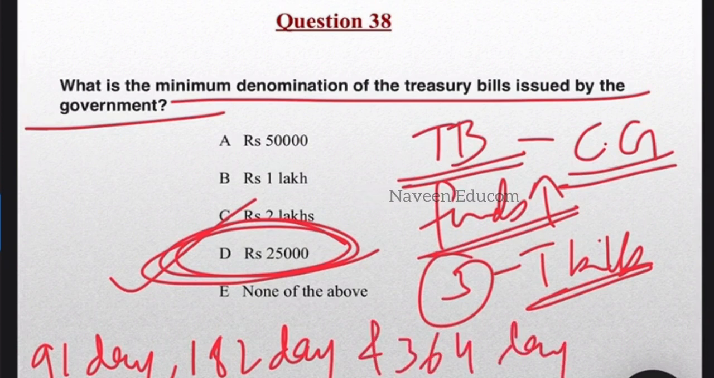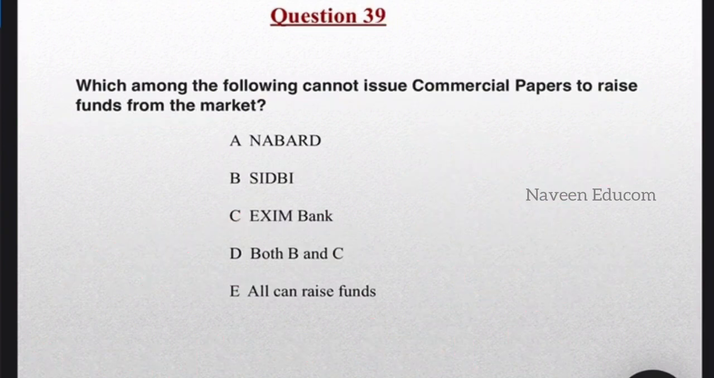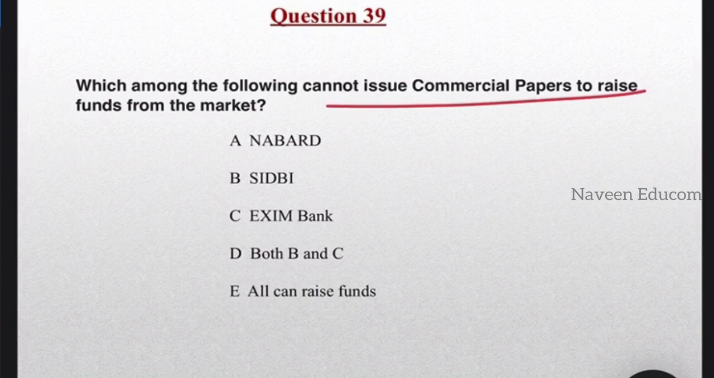Students, kindly note this important point and please make a special note of it, combining it with your other notes, okay? That will definitely help you. And regarding this question, such bills can be issued for a denomination of rupees 25,000 and the multiples of that. These bills are issued at a discount and redeemed at par. Coming to the next question, which among the following cannot issue commercial papers to raise funds from market?